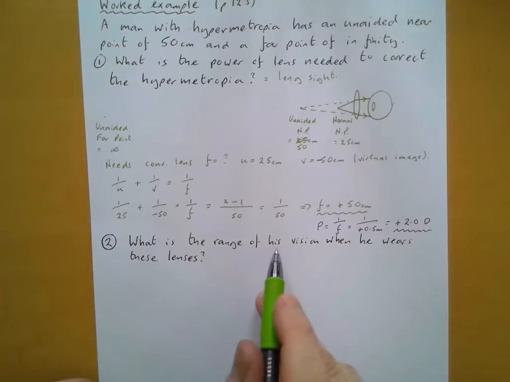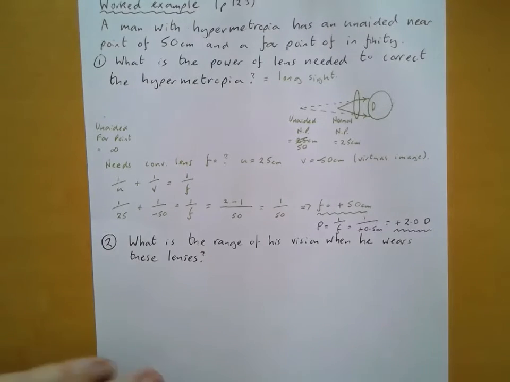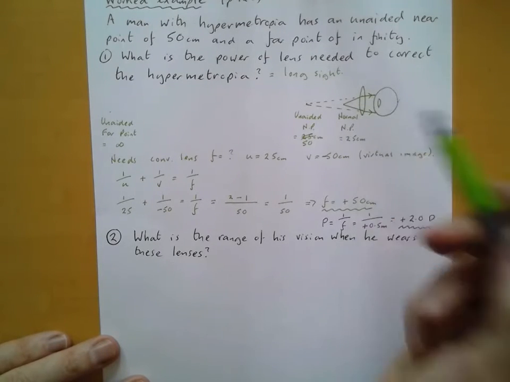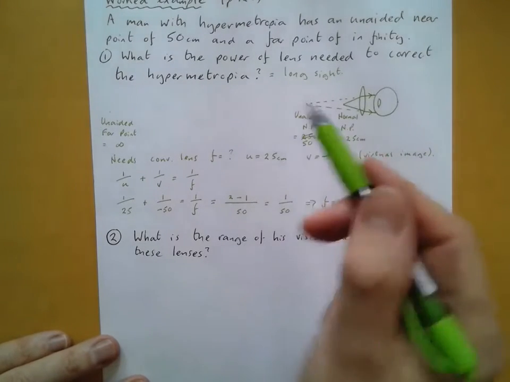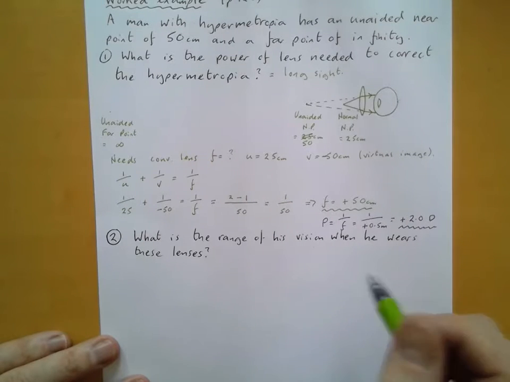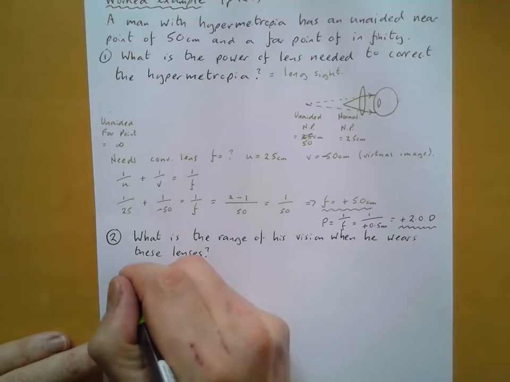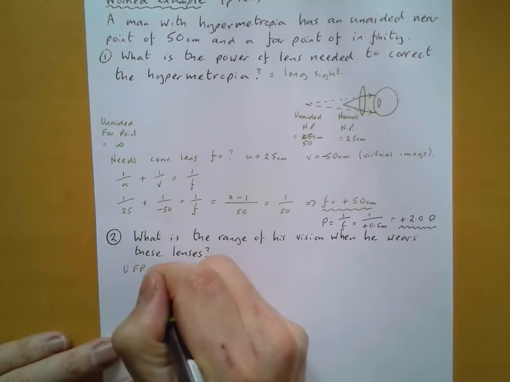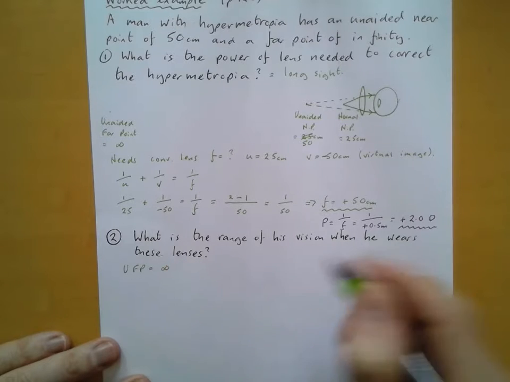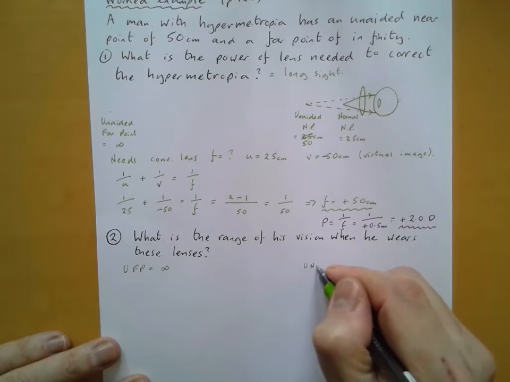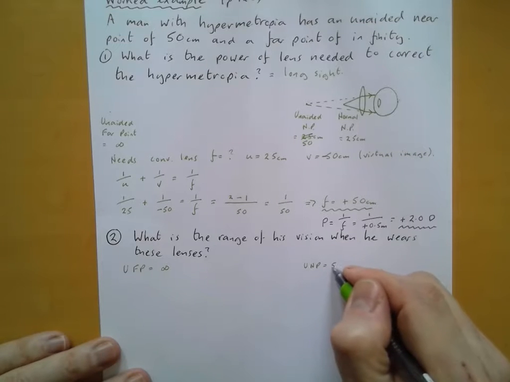Now, what is the range of his vision when he wears these lenses? Well, what do we know? We know that without the lenses, his range of vision is from 50 centimeters to infinity. In other words, his unaided far point is at infinity, and his unaided near point is at 50 centimeters.